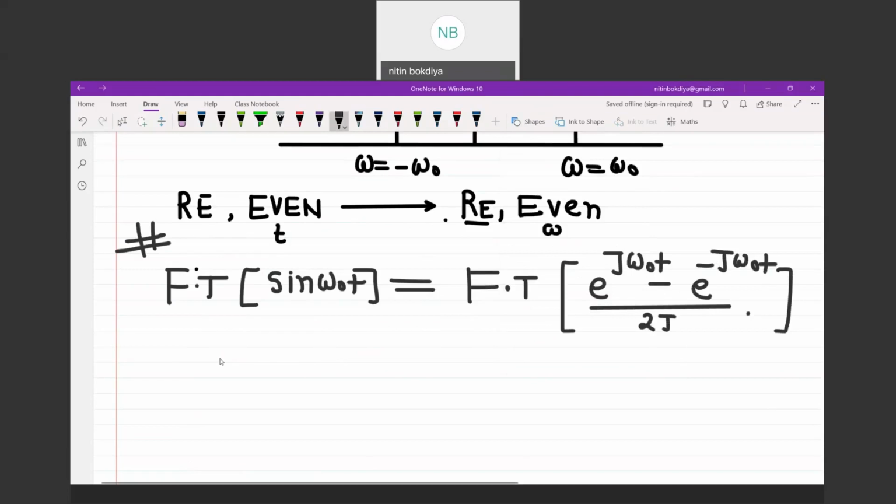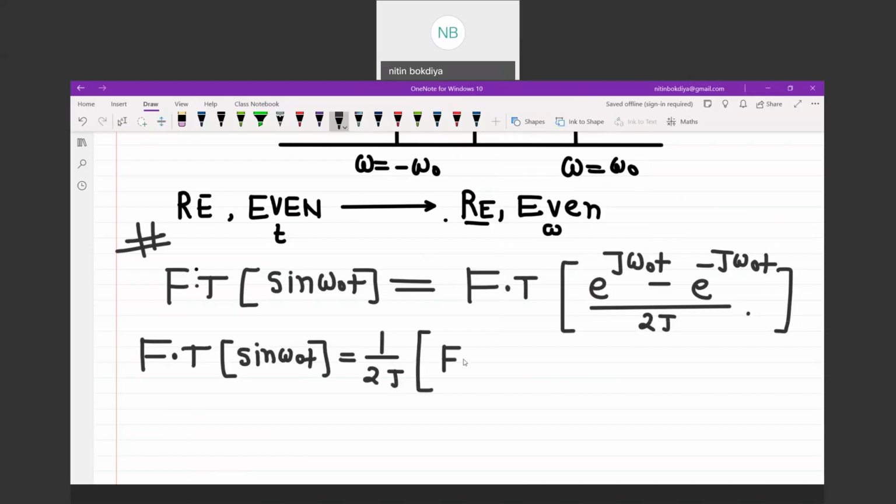So you can say, we know that the Fourier transform of this function sine omega naught t can be written as 1 divided by 2j times the Fourier transform of e to the power j omega naught t minus the Fourier transform of e to the power minus j omega naught t.